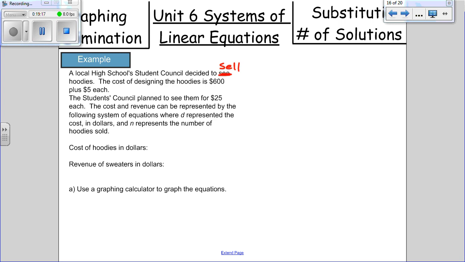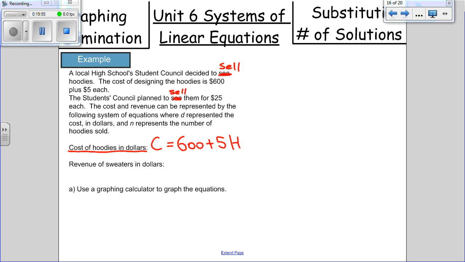The cost of hoodies is going to be C for cost equals $600 plus $5 for each hoodie. There you go. 600 plus 5 each. The student council planned to sell them for $25 each. The cost and revenue can be represented by the following equations.